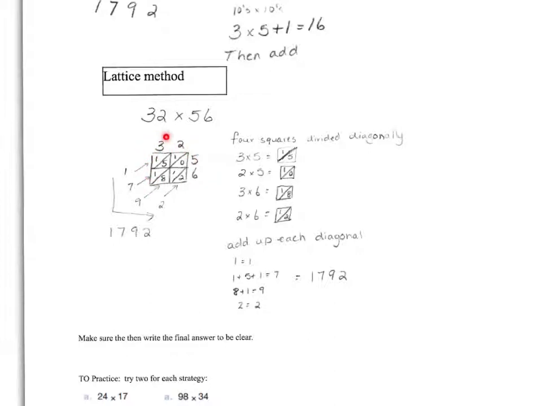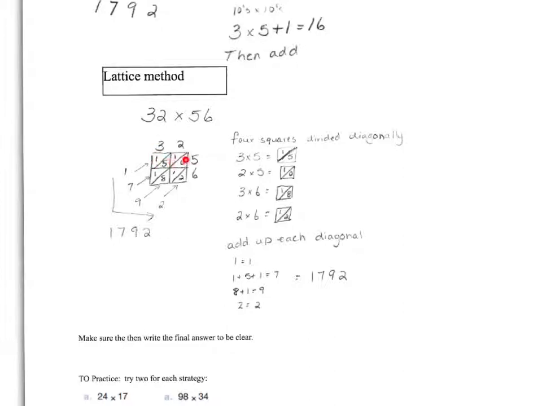So for the number of digits that you have, you need columns. So 2 needs a column, 3 needs a column, 5 needs a row, 6 needs a row. And then they need to be divided diagonally from top to bottom, from right to left. And it is important: it has to be top to bottom and right to left.